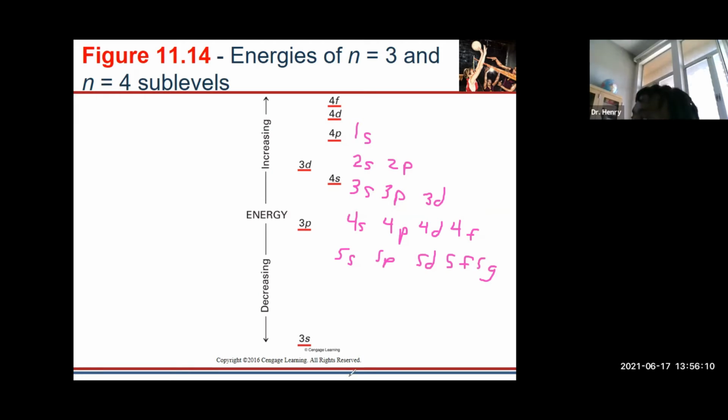Yep, that's right. Okay, so then we would have 6s, 6p, 6d, 6f, 6g, and 6h, right? Okay, so the way that the energy levels work is like this. Let's see, color. Okay, so that's all in that very first row, right?